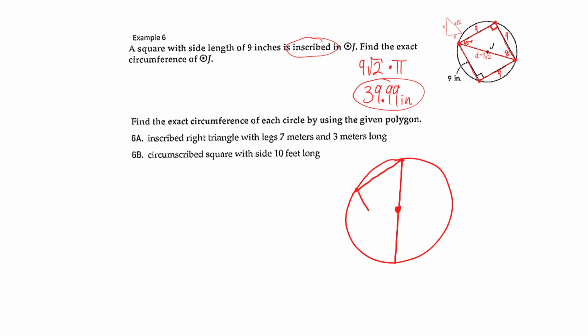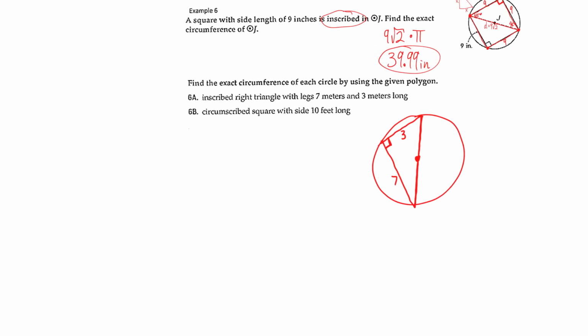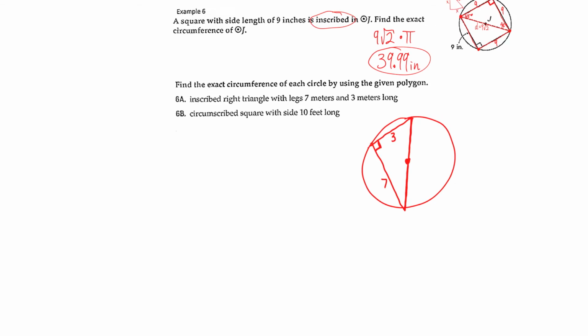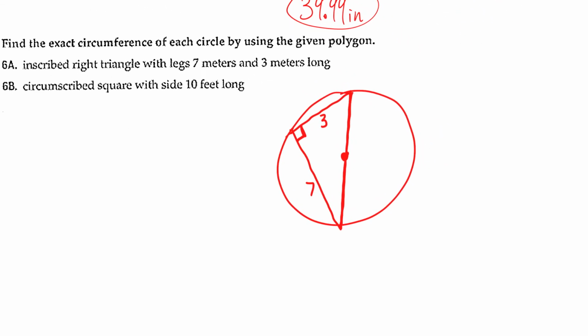It says you have this right triangle that's inscribed, and if this angle is 90 degrees, it has to go through the center. That's what we'll talk about next week. But it's got to go through the center, so that makes that the diameter. This is 3, this is 7, and we're looking for the circumference. To find the circumference, I need the diameter. So how am I going to find the length of the hypotenuse there?